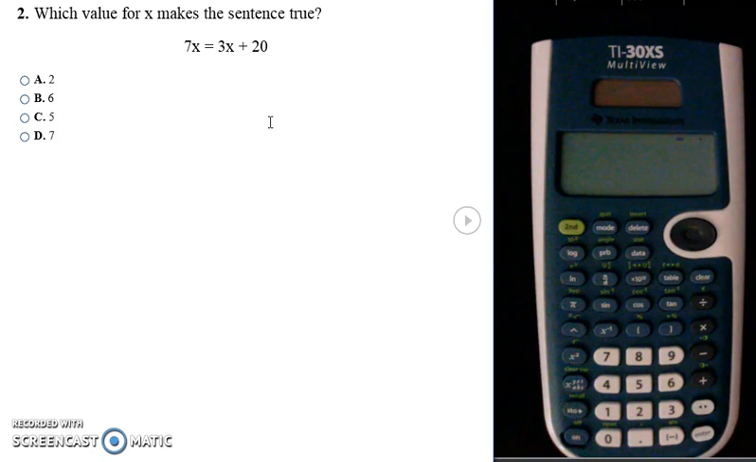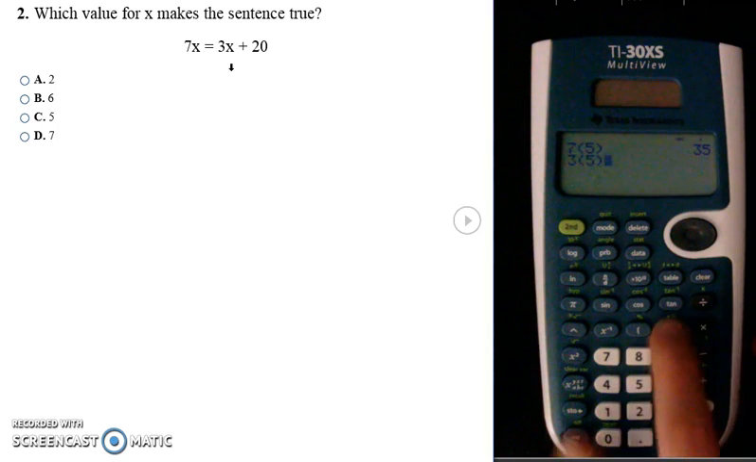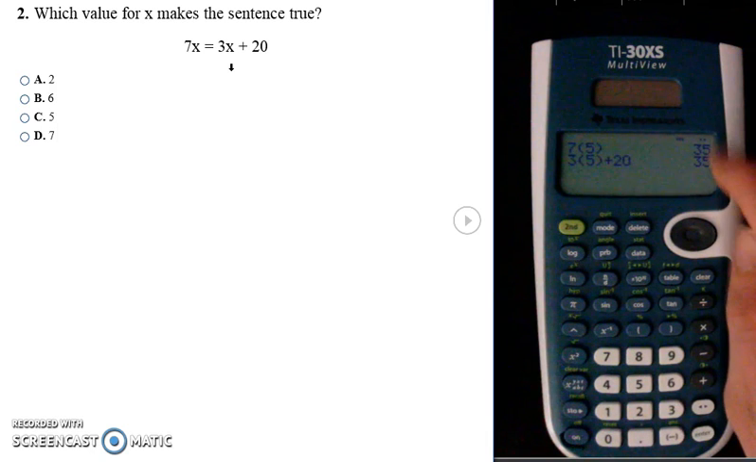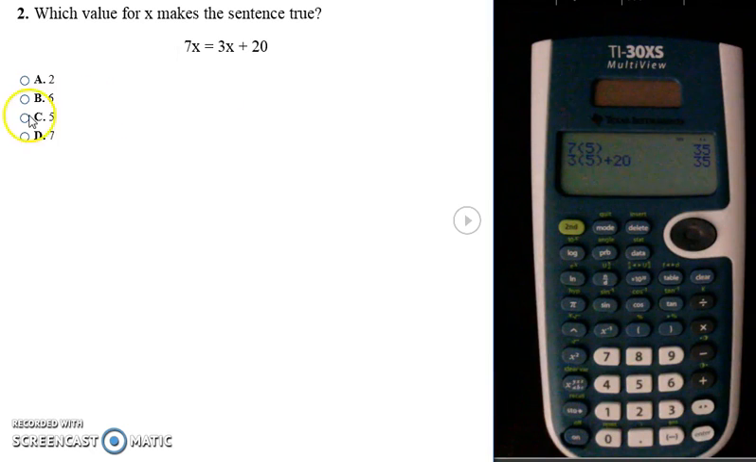So I'm going to clear that and try the 5, that is letter C. I'm going to have 7 parentheses 5 on the left side of the equal sign. I press enter, and that gives me 35. I want to see if I put a 5 into this side, if that will also give me 35. So I'm going to have 3 parentheses 5 instead of the x, plus 20, and that does give me 35. Both sides equaled out to the same number when I substituted in 5, so that means C is going to be my final answer.